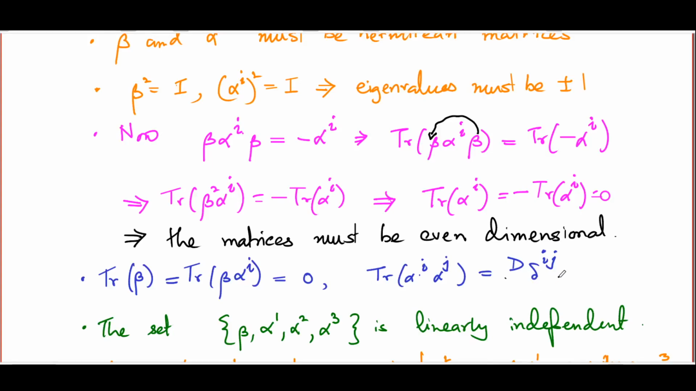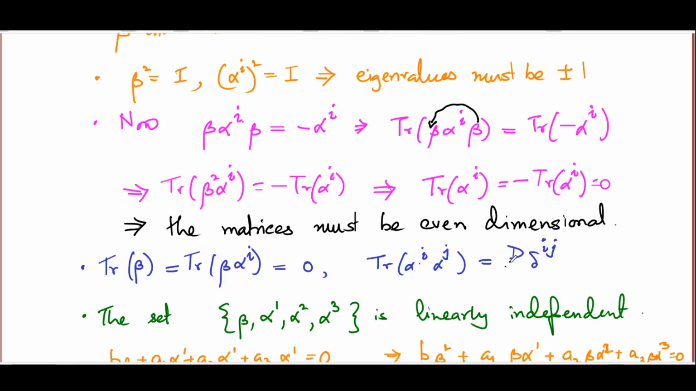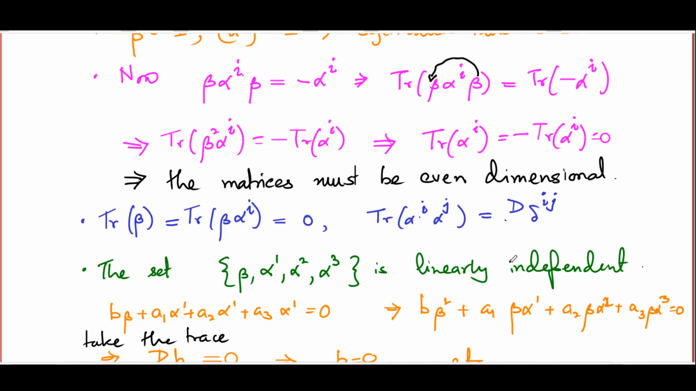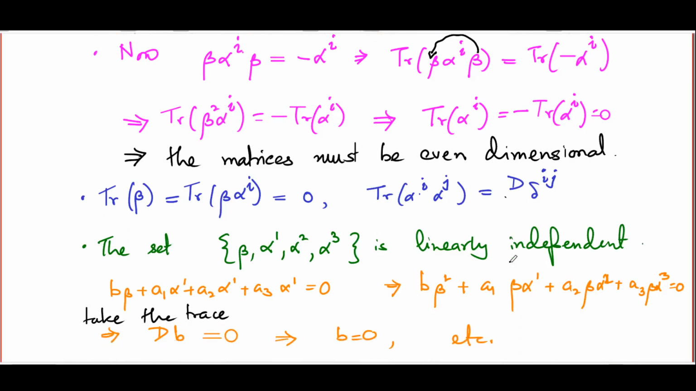We had twice delta ij times the identity. That 2 cancels out this 2. D here is nothing but the trace of the identity matrix, and D of course is nothing but the size of the matrix, which as we have already seen must be an even number. Now this actually is very useful in establishing this rather important result, that the set of matrices beta, alpha 1, alpha 2, alpha 3 is a linearly independent set.